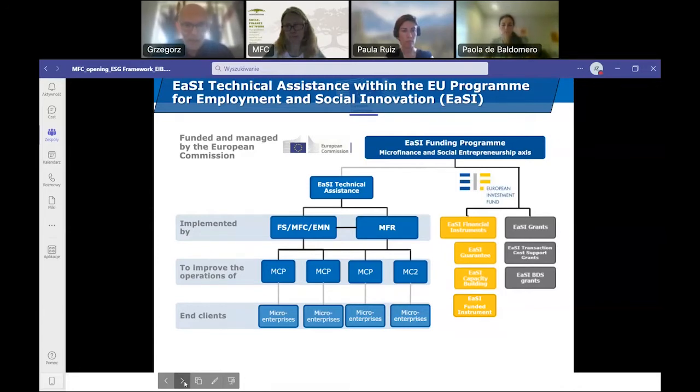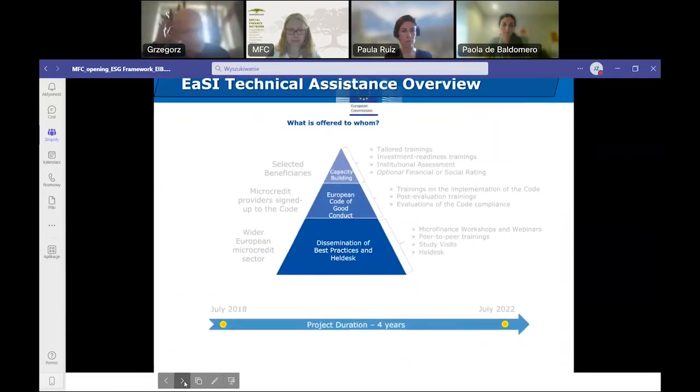It is also quite important for you to know that this program also targets social enterprises. So the new edition of EaSI that will start next month will also provide technical assistance to providers of finance to social enterprises and to social enterprises. So this program has really grown in importance over the last few years.